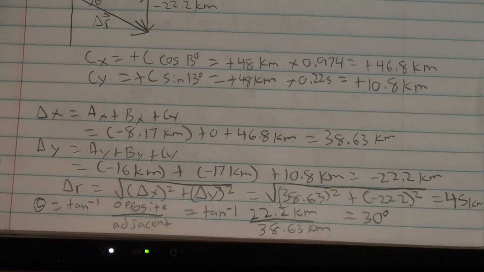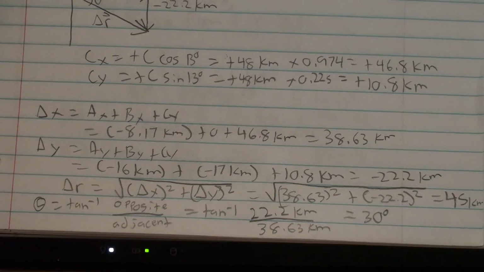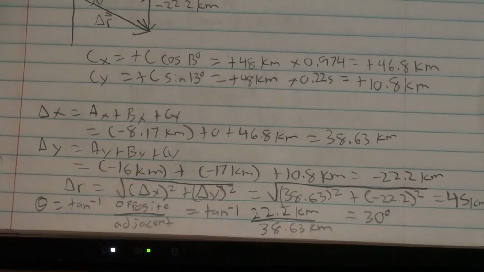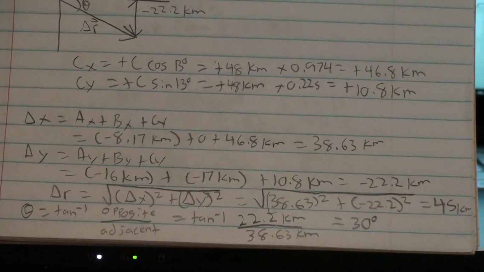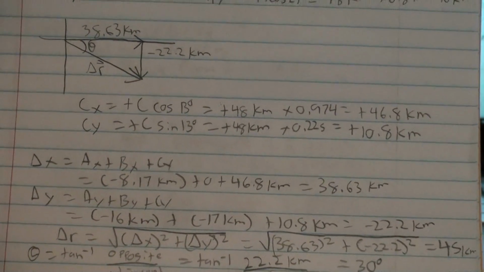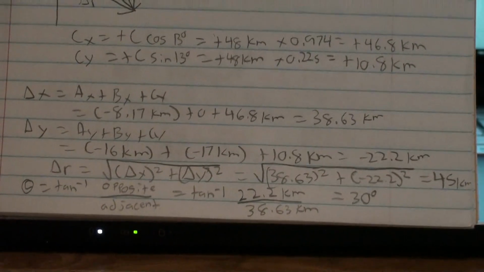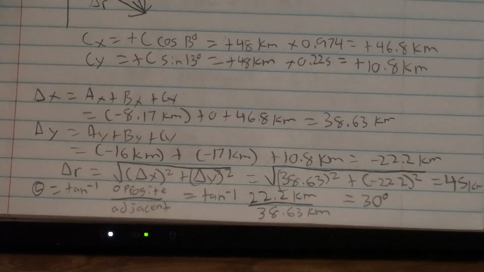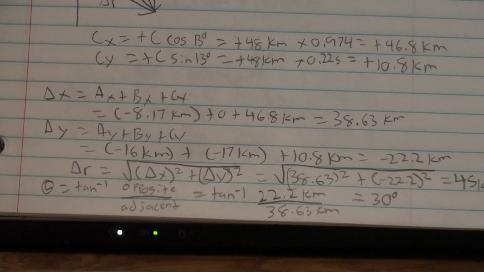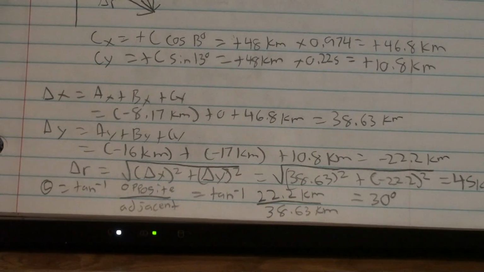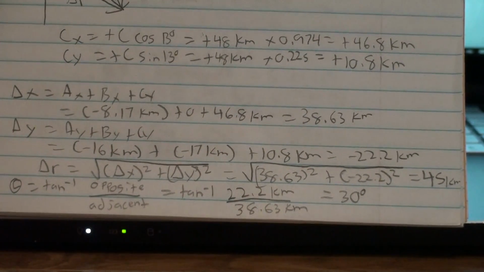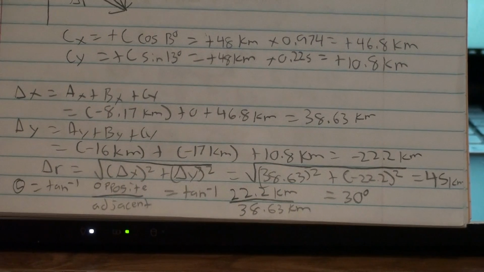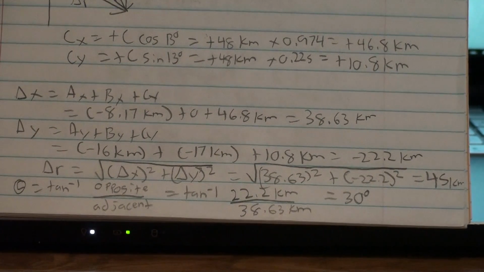And now the magnitude and direction of the change in r are found using this equation here, which is the change in r is equal to the square root of the change in x squared plus the change in y squared. And all I did was put my values in for that, and I got that out to be 45 kilometers. And to find the angle, I use the equation of theta is equal to the inverse tangent function, which is opposite over adjacent. I plug my values in for that, and I get 30 degrees. So the magnitude and direction of the displacement vector for the entire trip is going to be 45 kilometers at 30 degrees.